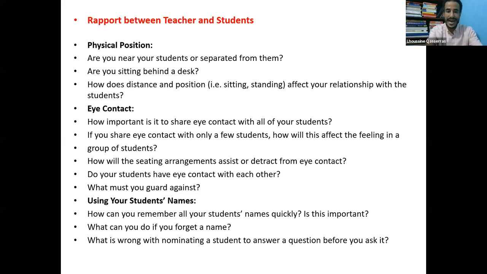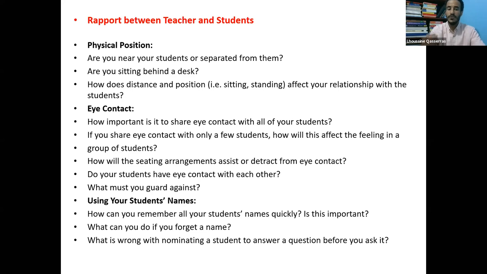If you share eye contact with only a few students, how will this affect the feeling in a group of students? If you want to correct students' mistakes, then you can focus only on one or two. But if you are explaining to the whole class, no, you maintain the eye contact with the whole class. How will the sitting arrangement assist or detract from eye contact? Do your students have eye contact with each other or not? What must you guard against? So these are some questions you have to take into account when dealing with eye contact.